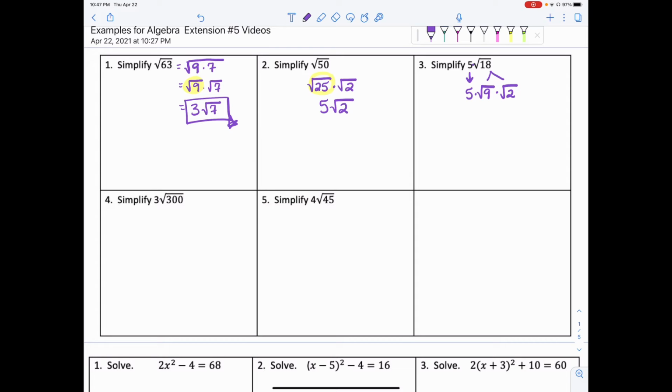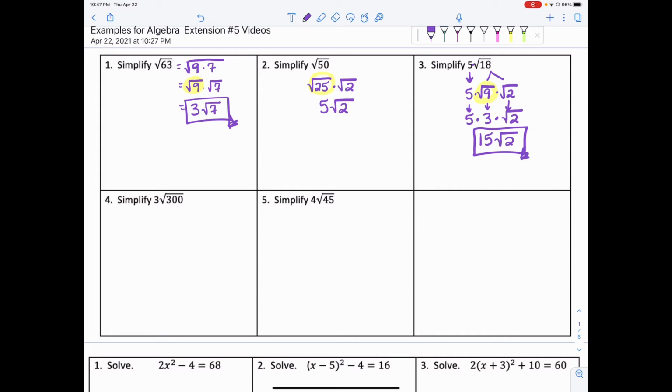So then when I'm simplifying, I could bring my 5 down. I can simplify the square root of 9. That becomes 3. And then I can't simplify the square root of 2, but I can bring it down. And so now I see a 5 times 3 out in front of the radical, which would be 15. And so my final answer would be 15 root 2.